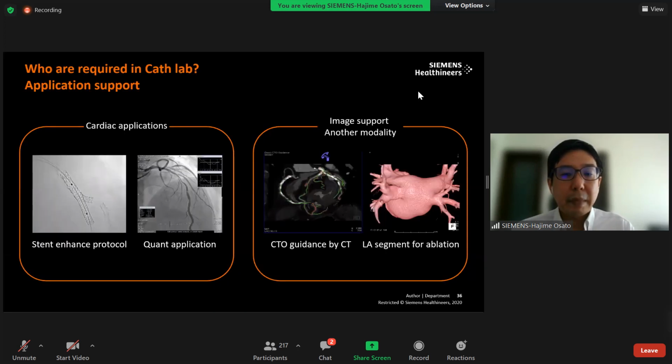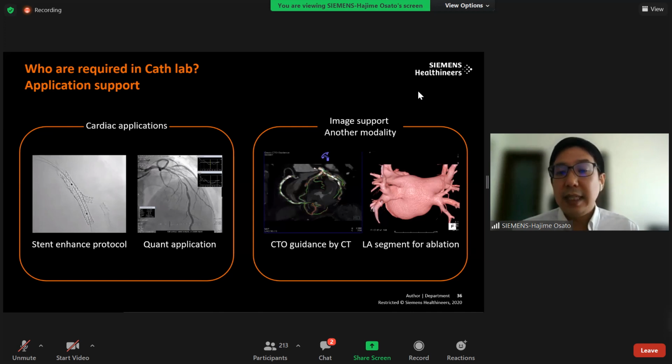All right. On your left, there is a cardiac application sample. The doctor finds the stenosis rate from the quant application. Okay. A stent enhanced image is taken by a specialized protocol. It is better to know each application if you have it in your hospital, and don't be shy to suggest useful applications like this to the doctors. All right. Suggestions from the radiographer are quite important for the Cathlab.